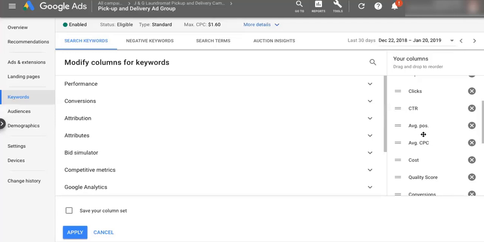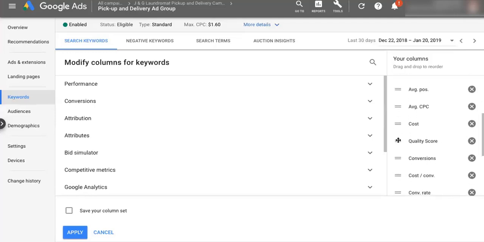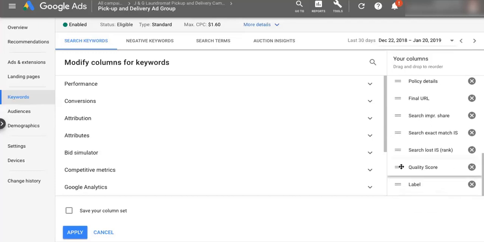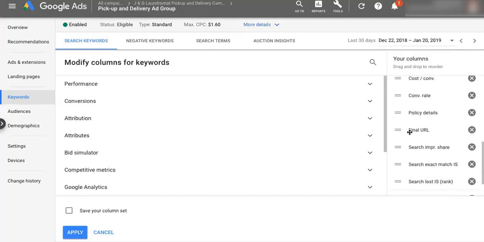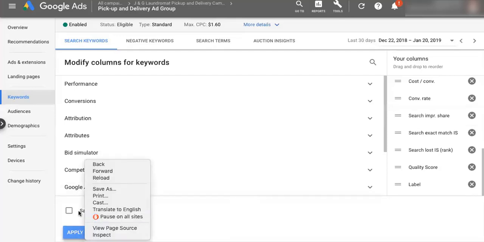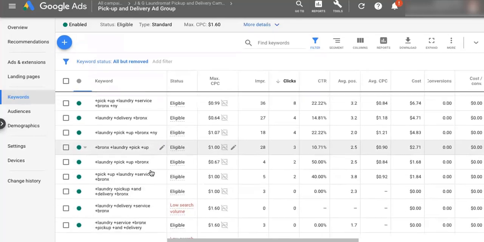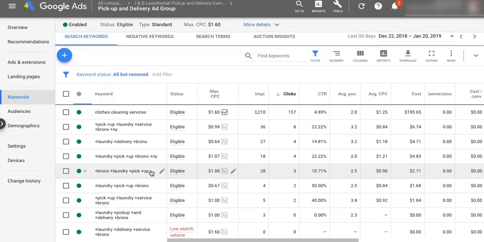Okay, so leave label at the bottom, but move the quality score down to the bottom because you don't want to look at that all day long. Yep, there you go. So get rid of the final URL and policy details. Don't need those. The one above it as well, get rid of that. And then apply. So this is how I look at them, and I do that for every tab. So campaigns, ad groups, keywords, ads, search terms, whatever.